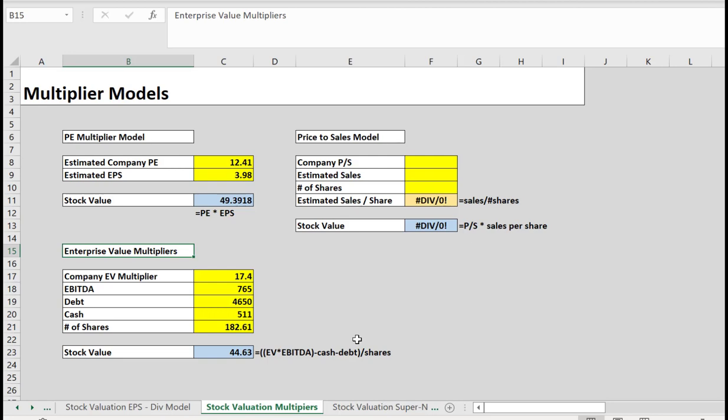What other model could we use? Well, let's think about the sales of the company. There is a ratio, published data, called the price to sales ratio. So for our company, again, I'm using data for a real company, we're told it's roughly 2.41. Now the sales, we have to estimate. What do we think sales are going to be in this next year?